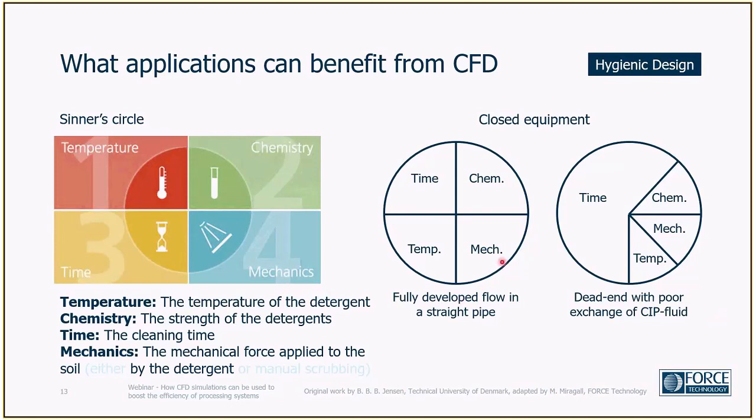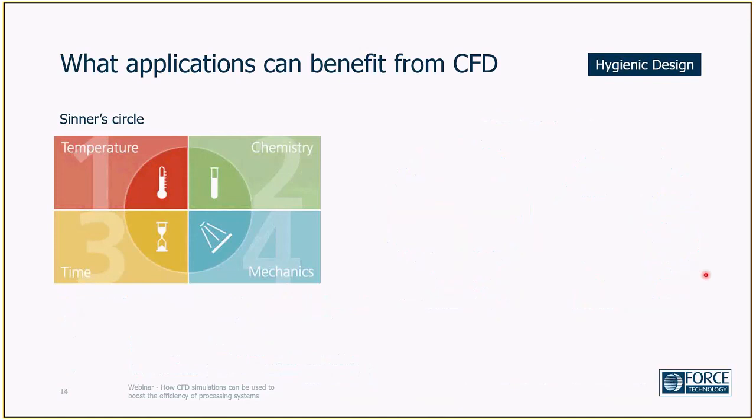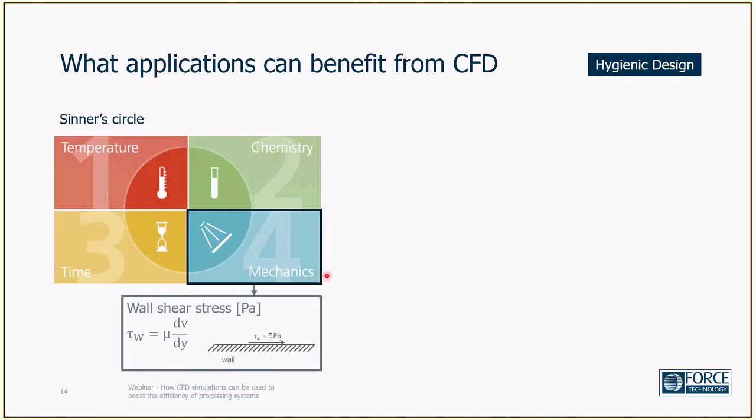So this is an easy example to understand why CFD can be beneficial on hygienic design, since a good design can save a lot of cleaning time. And this is quite easy to foresee by using CFD. And for a cleaning in place case, the mechanics aspect here can be directly linked with the wall shear stress, which is just the pressure that the flow applies on the wall in the flow direction.